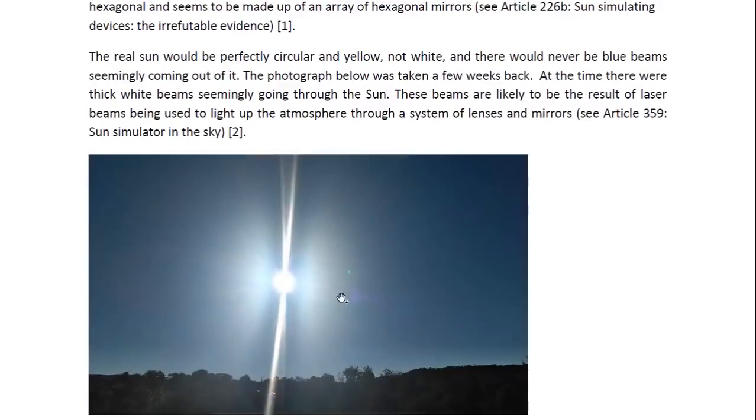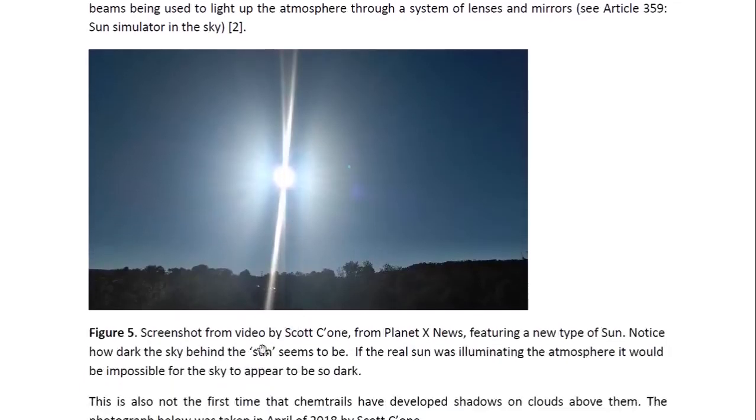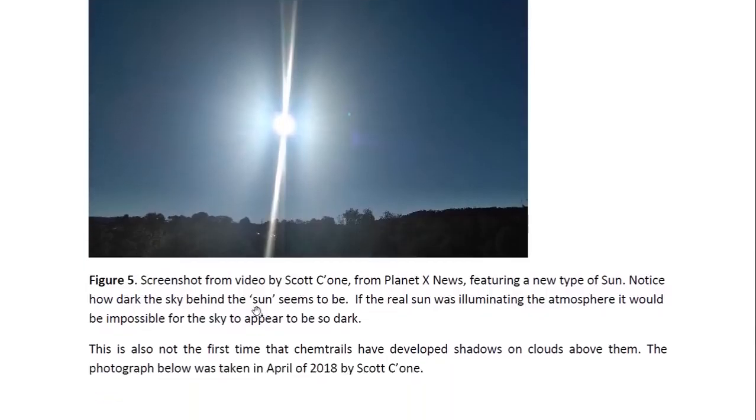At the time, there were thick white beams seemingly going through the sun. These beams are likely to be the result of laser beams being used to light up the atmosphere through a system of lenses and mirrors. And I wrote about that in article 359 entitled Sun Simulator in the Sky. This is actually a screenshot from a video taken by Scott Cioni from Planet X News, and it seemed to me to feature a new type of sun simulator, or sun in quotation marks.